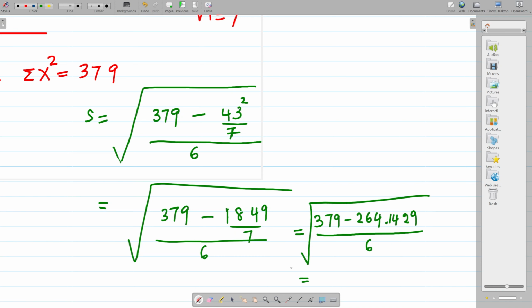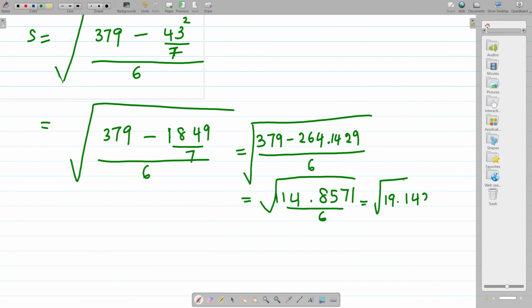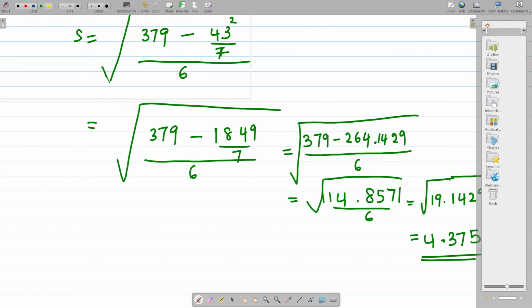Now 379 minus 264.1429 is 114.8571, divide that by 6 and take the square root. The value for this is the square root of 19.1429. Now the square root of that is 4.3753. This is how we simplify that.